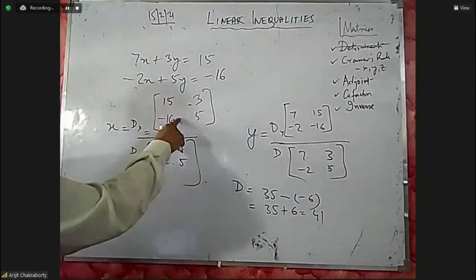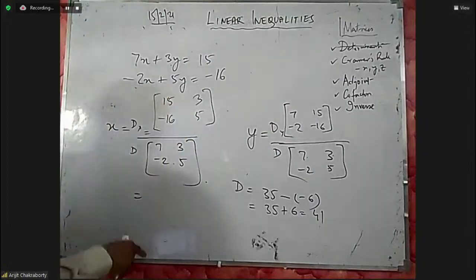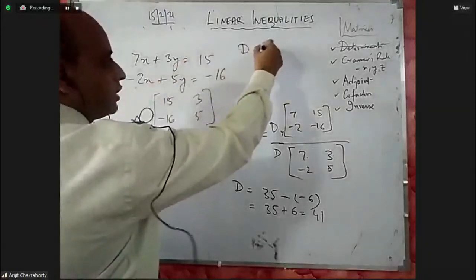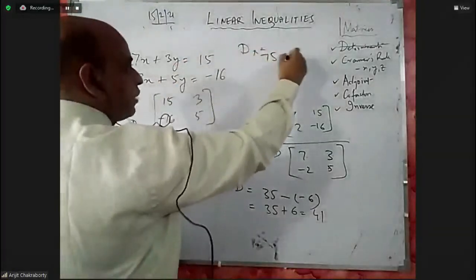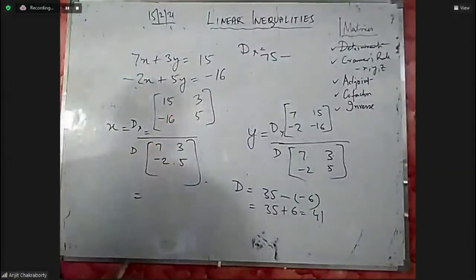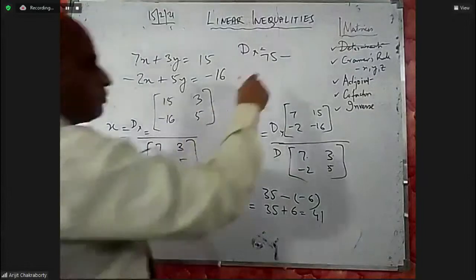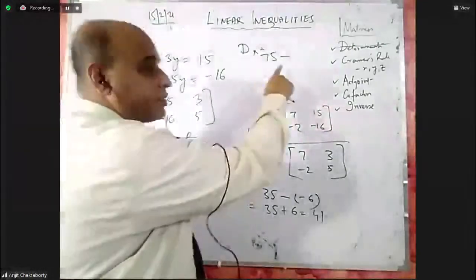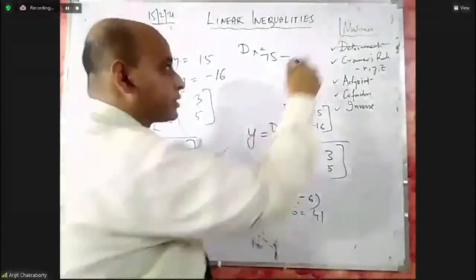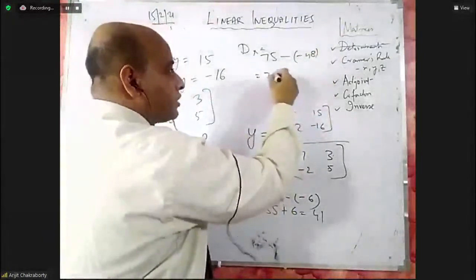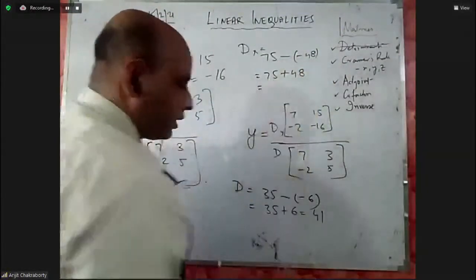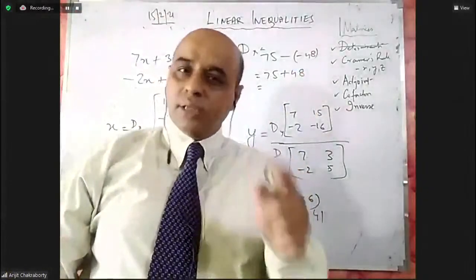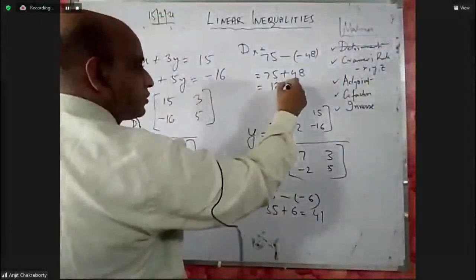So we had 15, minus 16, 3 and 5. So this is 15 into 5, now we are working on dx. 15 into 5 is 75 minus 16 into 3, that is 48. But this is minus 48 because we have minus 16 here. Therefore, 75 minus 48 gives me 75 plus 48. I think we are getting 123. So I am writing 123.